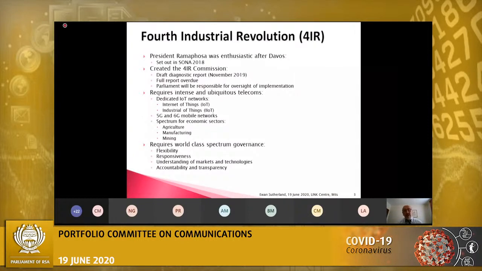And obviously, Parliament will be responsible for oversight of that.